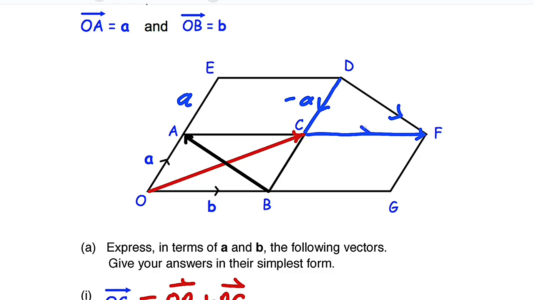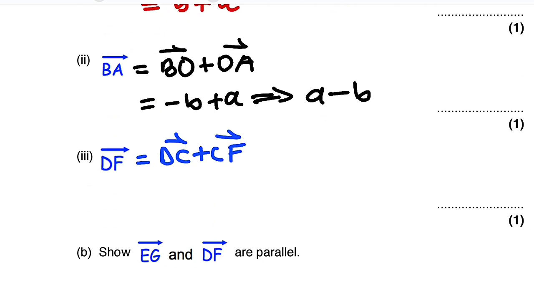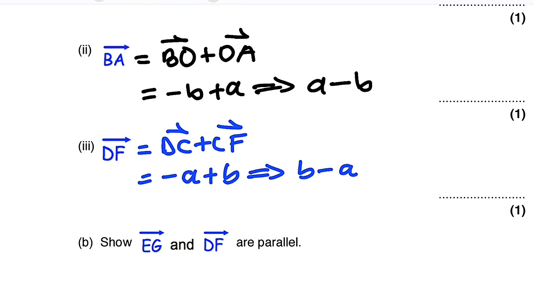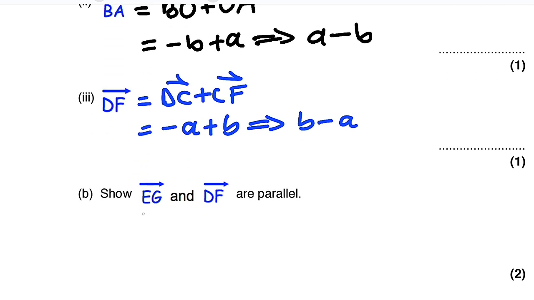Then what about this vector here? Remember, this vector is B, right? Because this length and this length are equal. All right, and therefore this is going to be B. Therefore, it is going to be what? Minus A plus B, or simply B minus A. All the same. Now, we are asked to show that EG and DF are parallel.